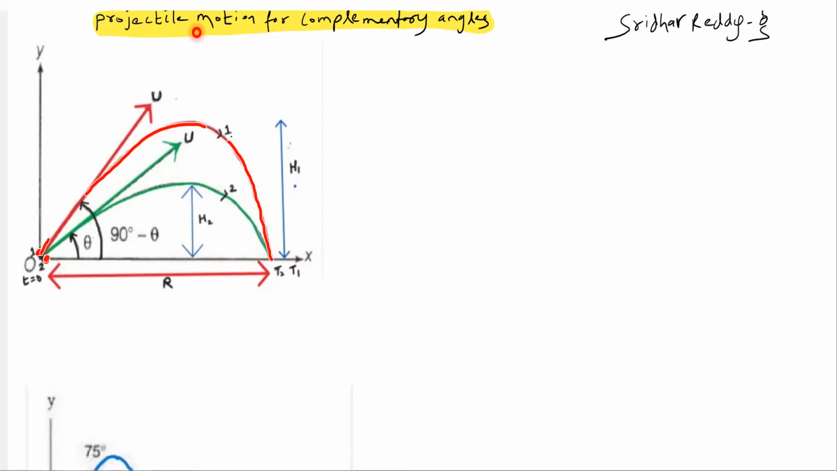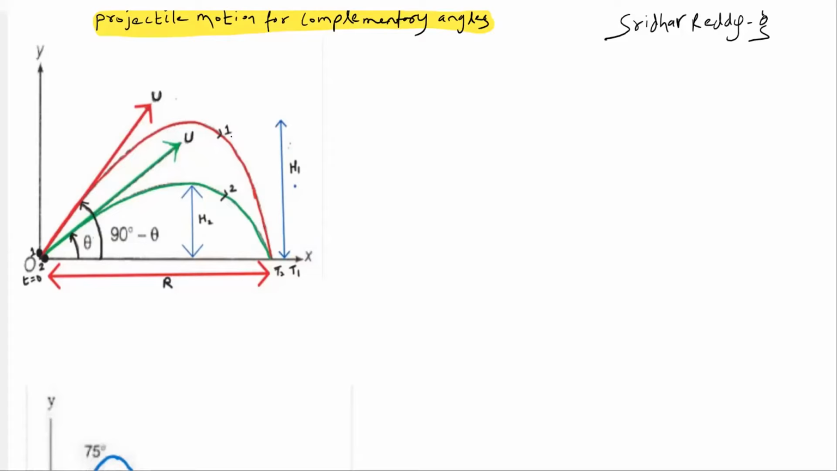Then what is the angle of projection of particle 1? Let it be 90 minus theta. Then the angle of projection of particle 2, let it be theta. This theta and 90 minus theta become complementary angles. Particle 2 will move in this particular parabolic path. Both will move in a parabolic path.